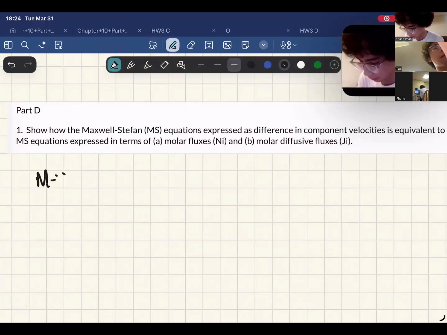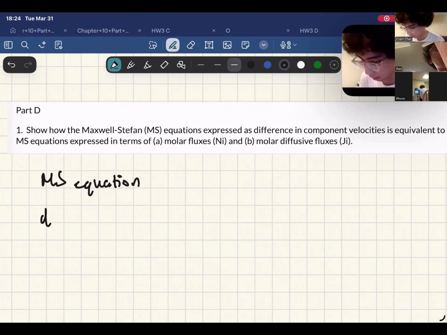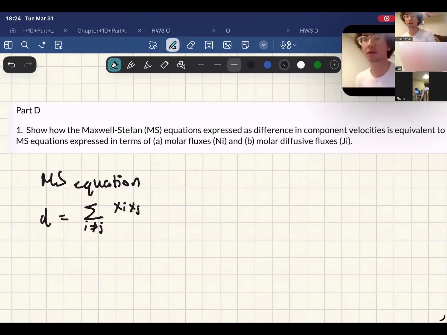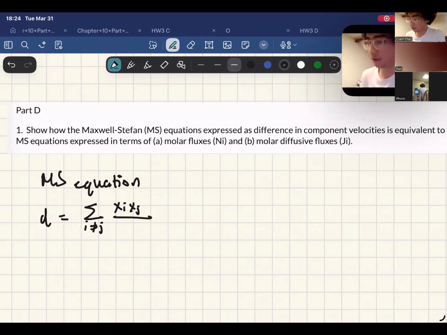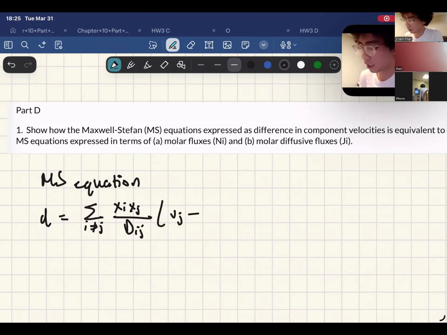So the equation is equal to the driving force, equal to the sum where i is not equal to j of x_i times x_j, the mole fraction of species i and the mole fraction of species j. So i and j are different species, over the diffusion coefficient of i and j, times the velocity difference between i and j.